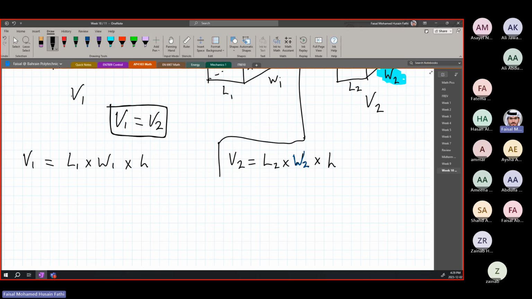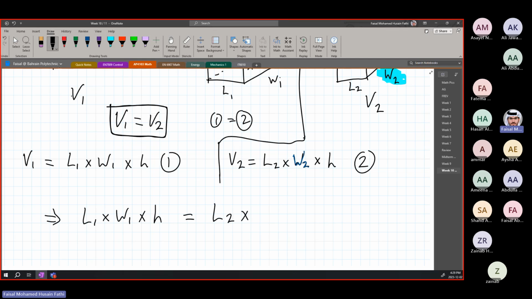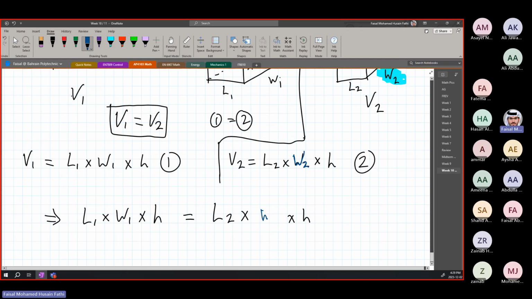So we can say that equation 1 and equation 2 are equal. Then V1 and V2 are equal. So we could say that L1 times W1 times H is equal to L2 times W2 times H.